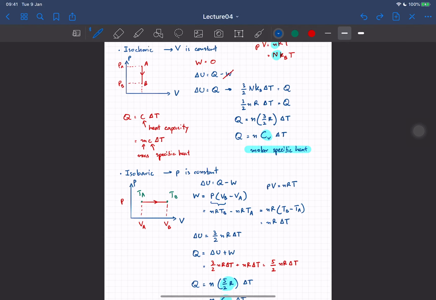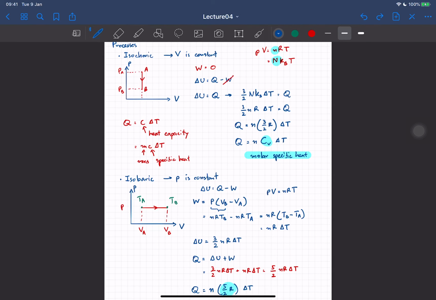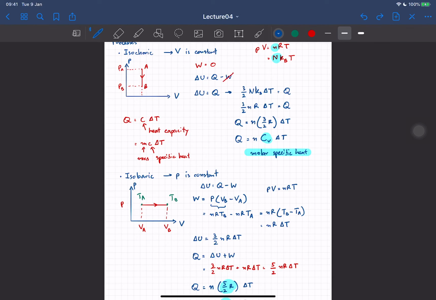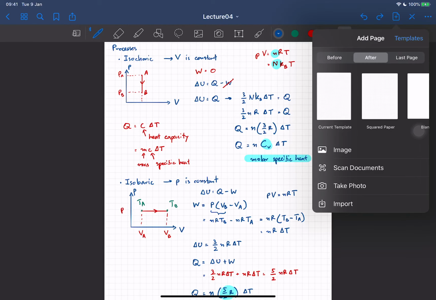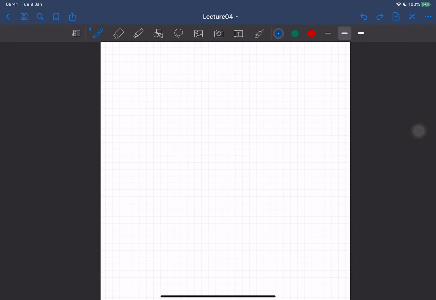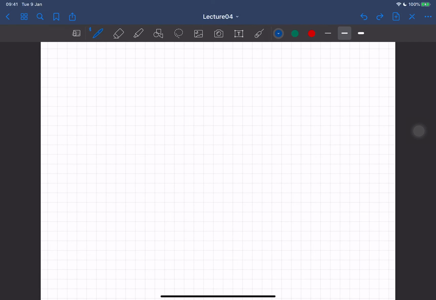All right, any question at this point? All right, so if you don't have any question, then let's talk about the next one. Well, we have volume constant, we have pressure constant. So next one, naturally, we probably gonna talk about constant temperature. Right? And constant temperature is something which is called isothermal.